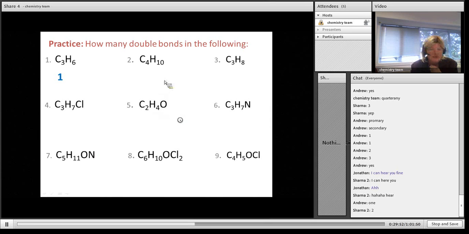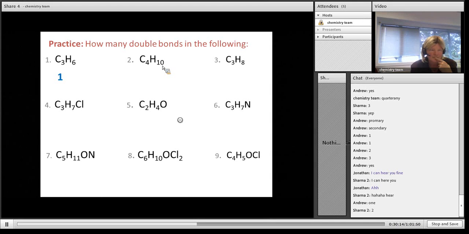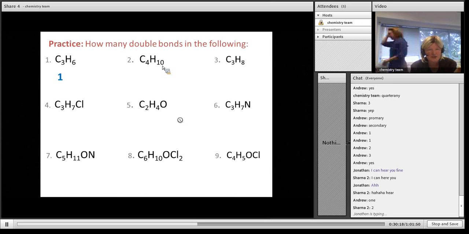The next one, is that CnH2n or is it CnH2n plus 2, or CnH2n minus 2? So basically it's an alkane, an alkene, or an alkyne, or two double bonds. It's okay, somebody was typing there. Does anybody want to have a go?